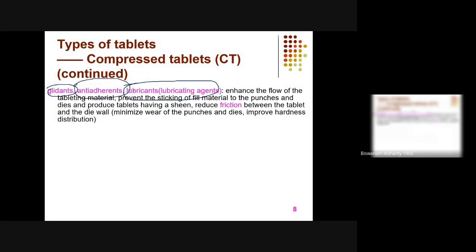Basically this depends on how we are going to use them. Glidants are mostly for when we are using powder form. Lubricants are used for the completely solid dosage form. Two tablets should not bind to each other, then we'll put lubricants. So they enhance the flow of the tableting material, or even tablets, prevent the sticking of the filled material to the punch, and reduce the friction between the tablets.